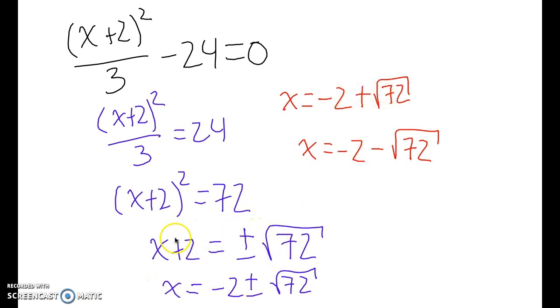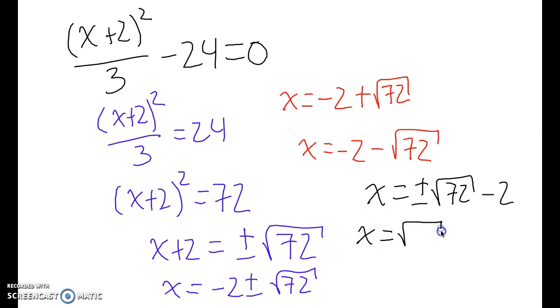Also, when I subtracted 2 from both sides, you'll notice that I wrote the 2 in front of the plus or minus, but that doesn't have to be true. So had I written this as x equals plus or minus radical 72 minus 2, that still, once again, would give me two answers. It gives me x equals a positive root 72 minus 2, or x equals a negative square root of 72 minus 2.